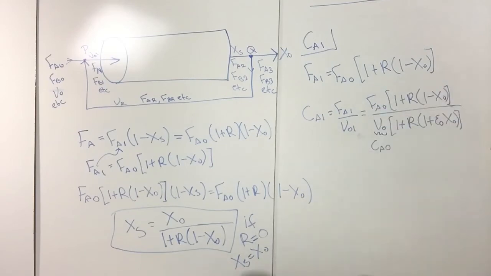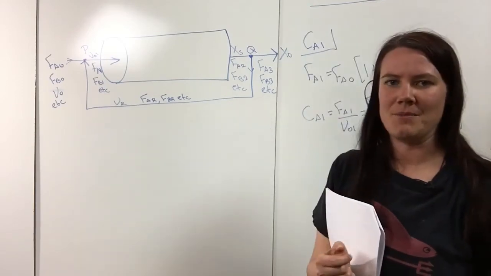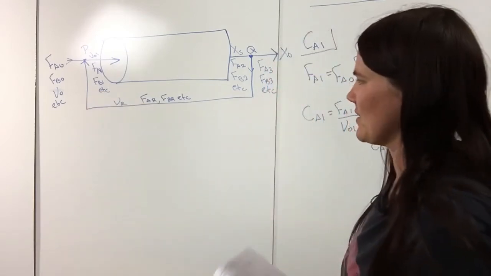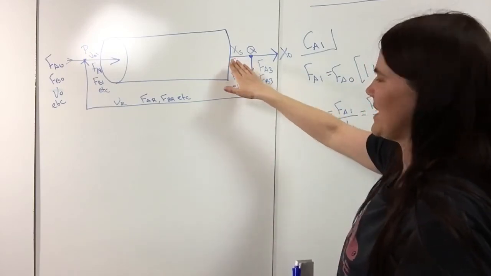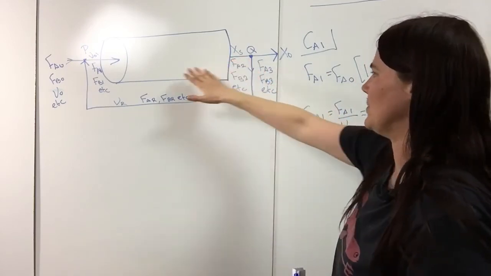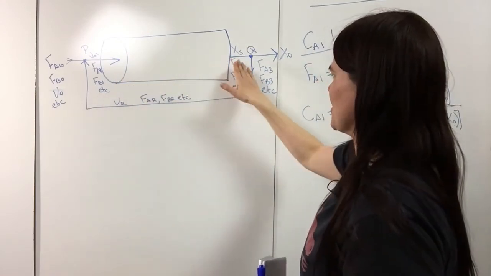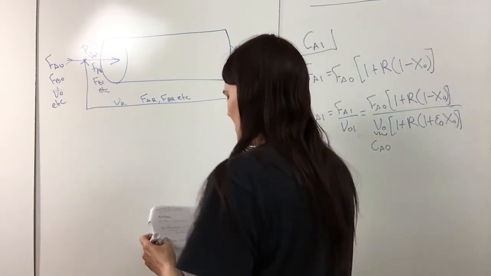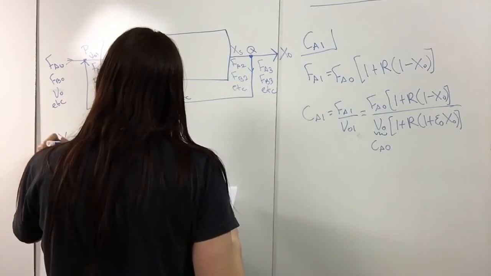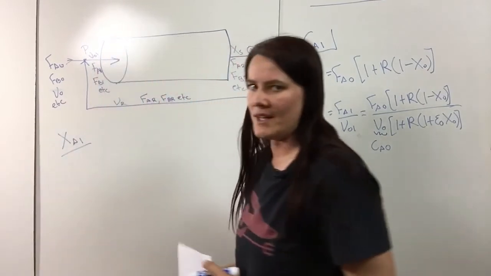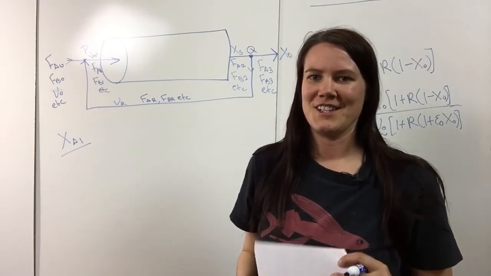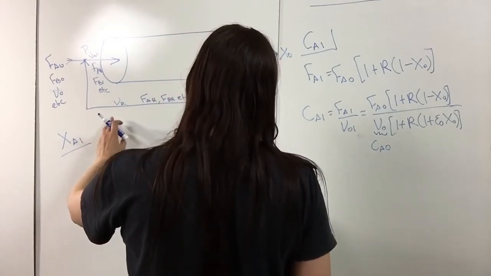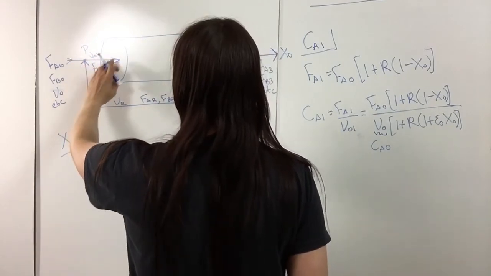So I'm going to erase some stuff real quick. Another parameter you might be interested in is getting your conversion here, that would be XA1. So we found the conversion for the single pass, which was XS, and overall, which was X naught. And if we want to find the conversion for XA1, I'm not going to go through the entire thing because this is your homework problem, but basically to do this, you need to do a mass balance at this point.